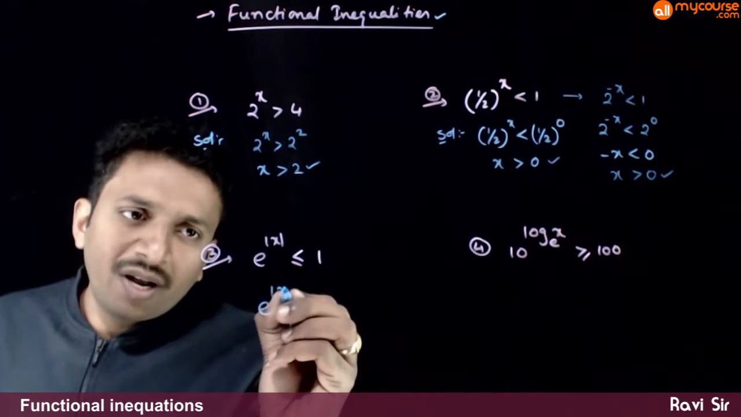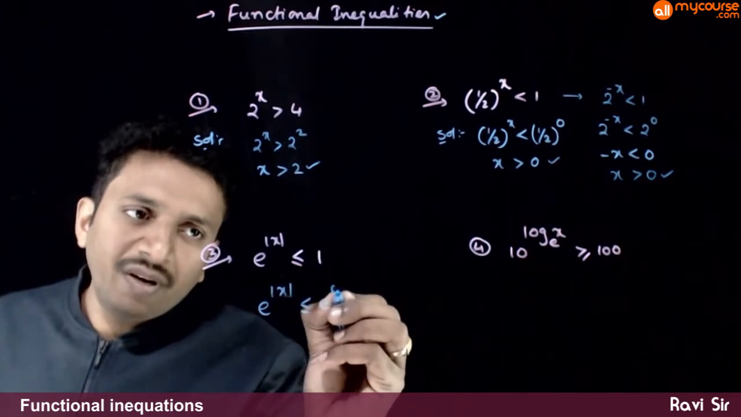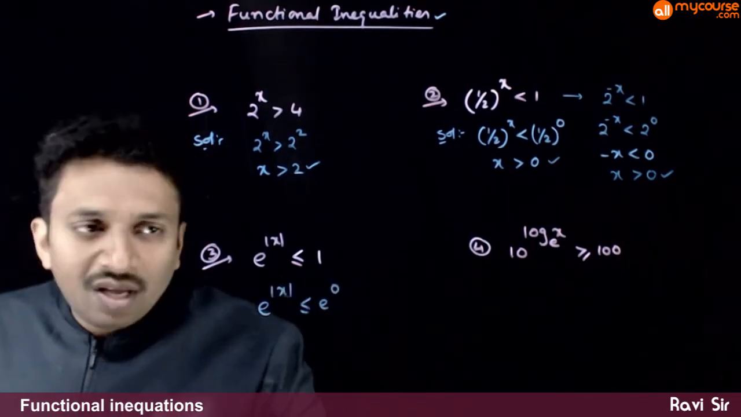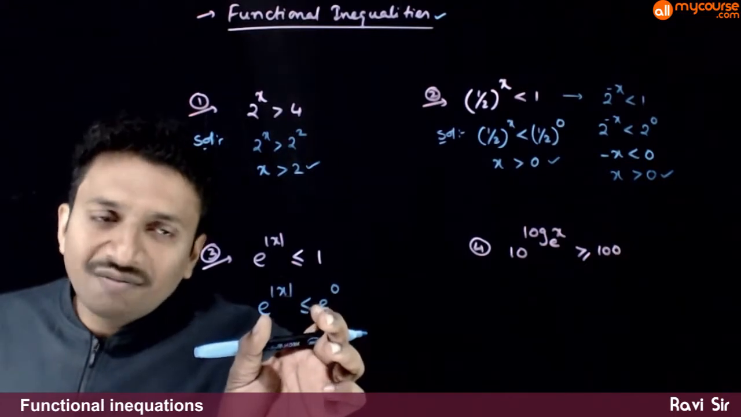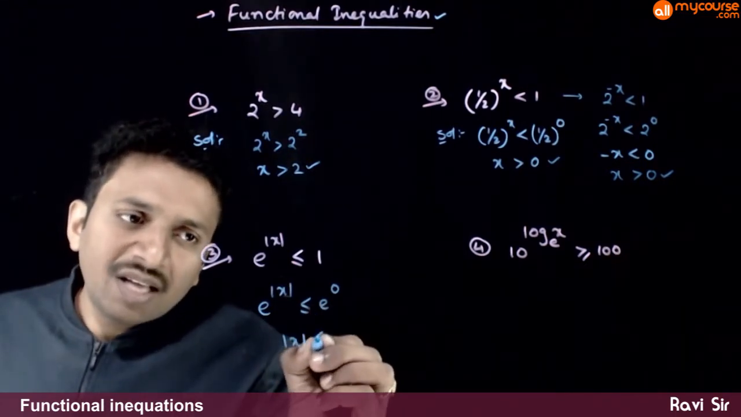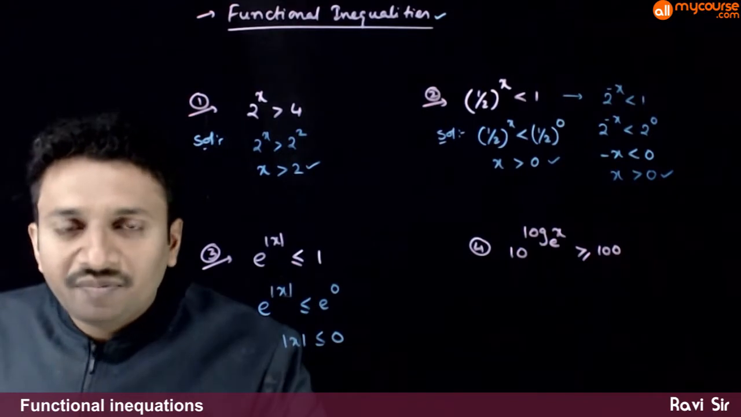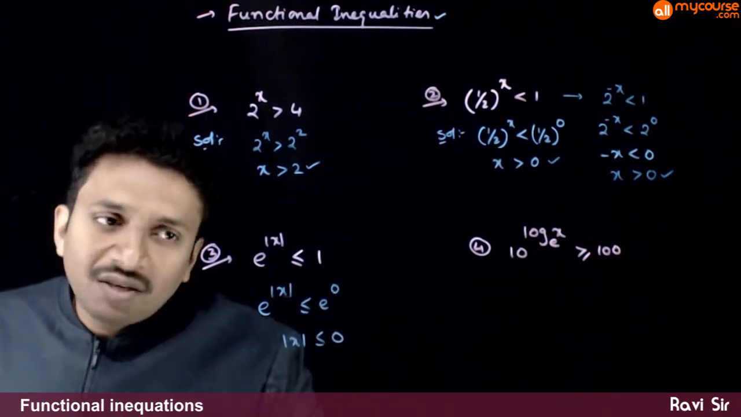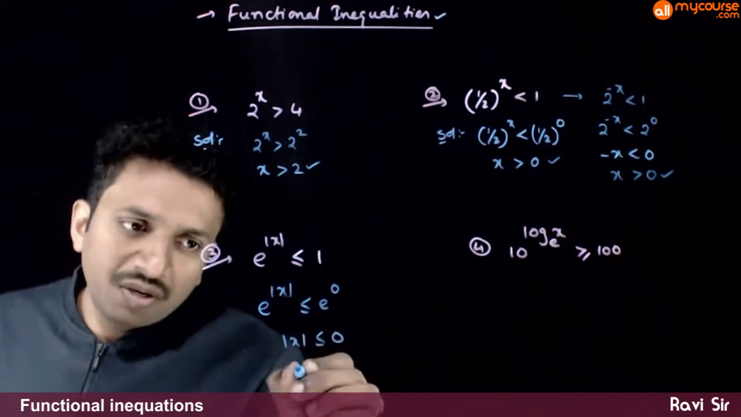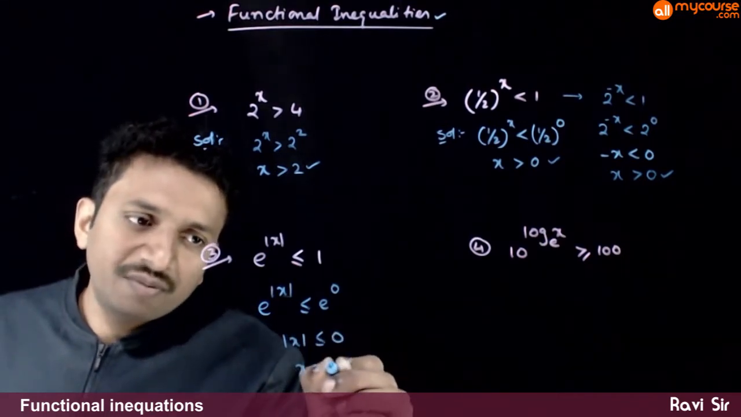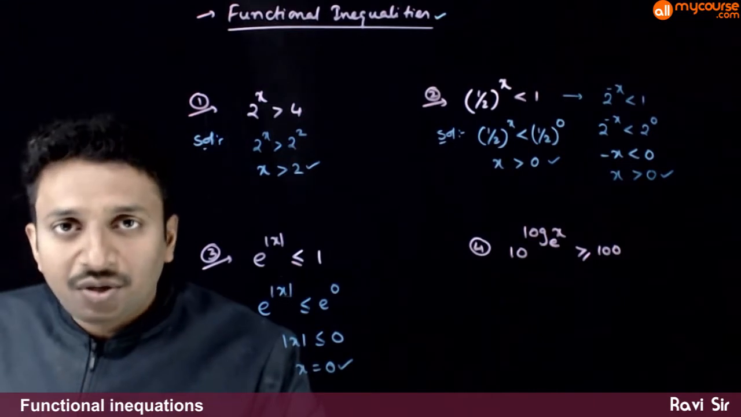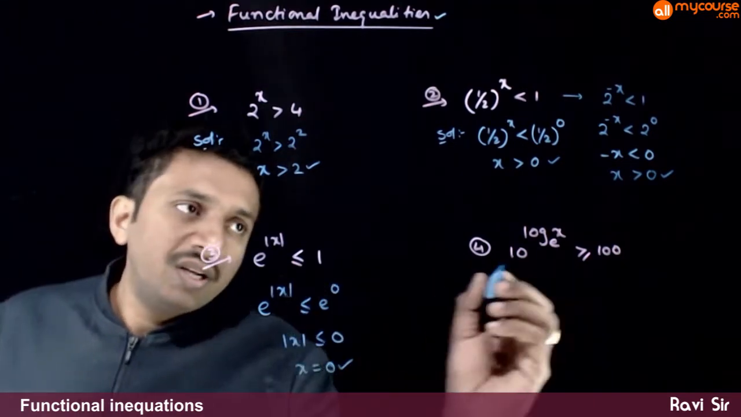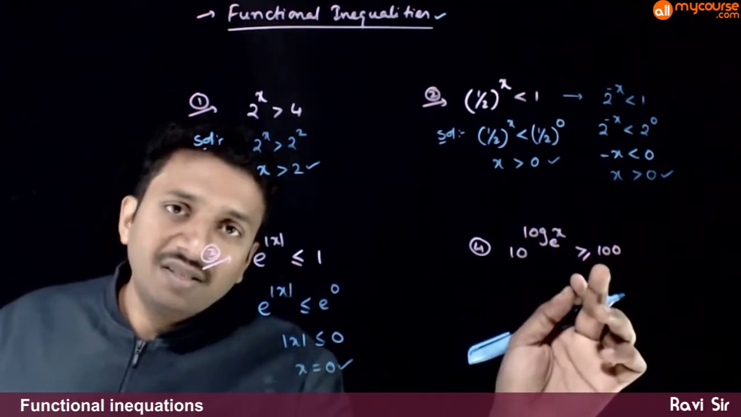So e power mod x is less than or equal to e power 0. And e power is an increasing function. So the arguments have to follow the same inequality. Mod x is less than or equal to 0. Mod x can never be less than 0. So mod x has to be equal to 0. That means x is equal to 0. That's the solution.